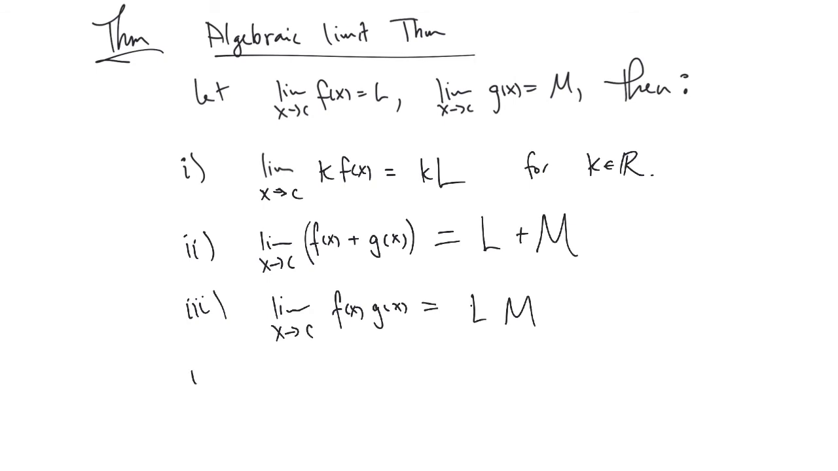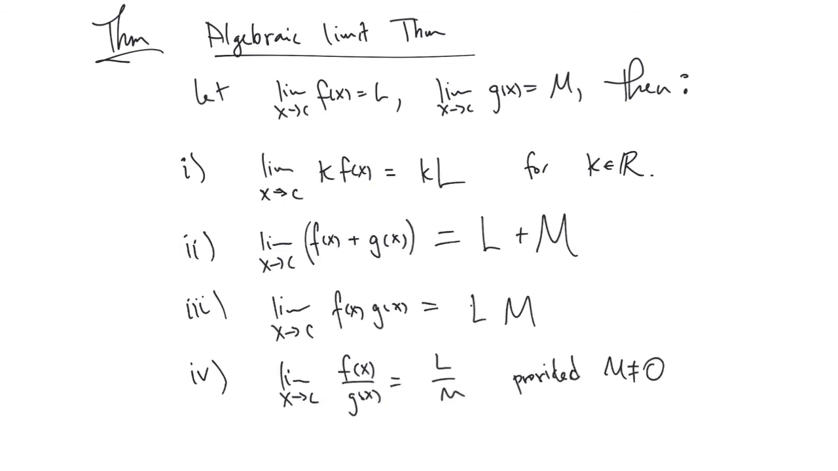And then the fourth one is about quotients. So the limit as x goes to c of f of x over g of x equals L divided by M, provided M is not 0. And if M is 0, then you've got problems. All right, so these are the algebraic limit rules.